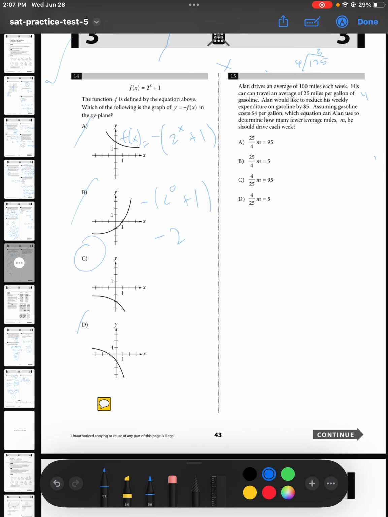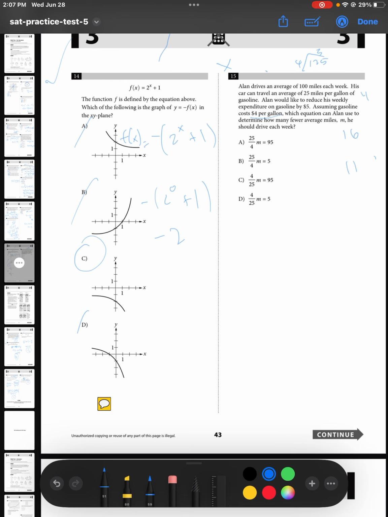All right, so this one. Okay, so remember the 4 part. He drives an average of 100 miles each week, and each gallon goes 25 miles. So you need 4 of those, so 4 gallons. So he uses 4 gallons on average a week. It costs $4 per gallon, so it costs $16 on a week average. He wants to spend $5 less than that, being $11.